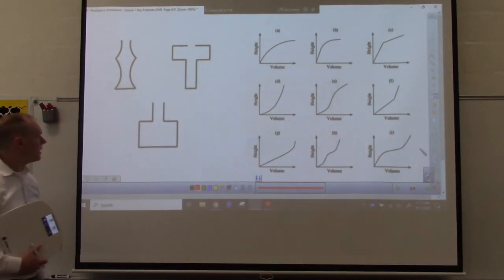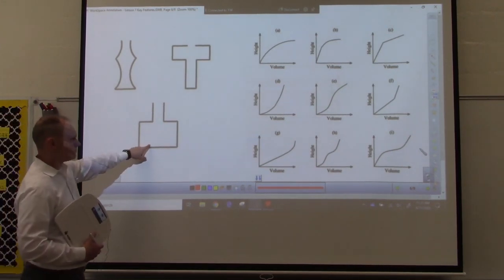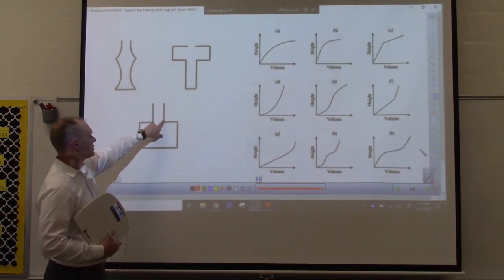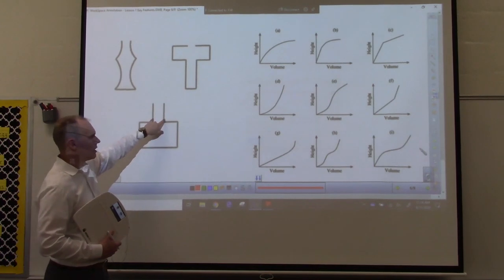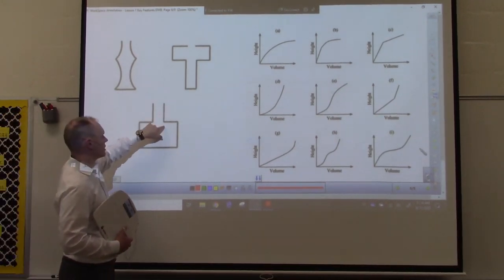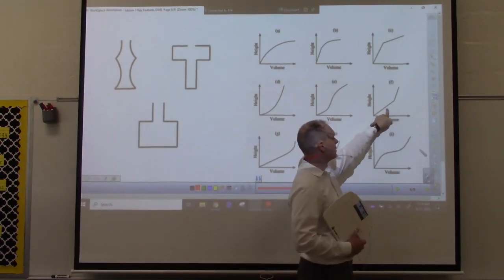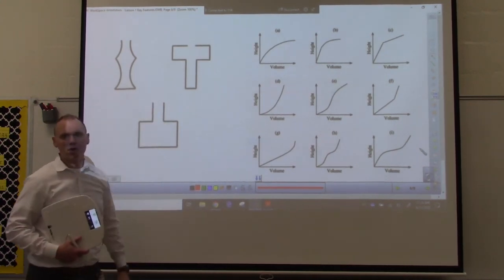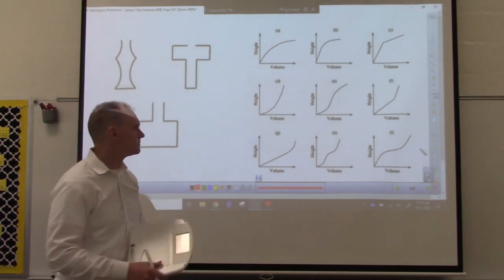All right, and then the last one here, let's see, this one should also be a constant rate to begin with, but a larger constant rate afterwards, because it's skinnier. So that's going to be F. So we have a constant rate here, and then it's going to increase even quicker because it's narrow at the top, and so that's why we get F for that one.